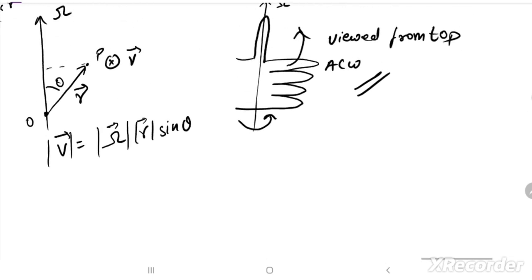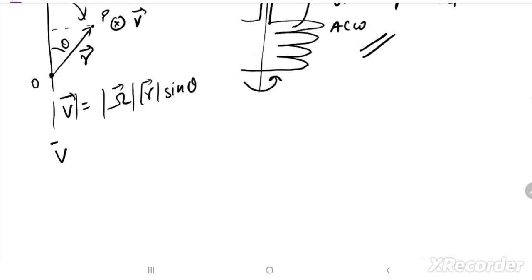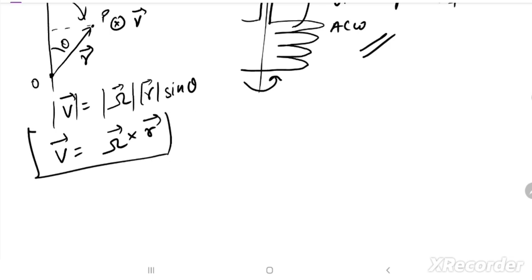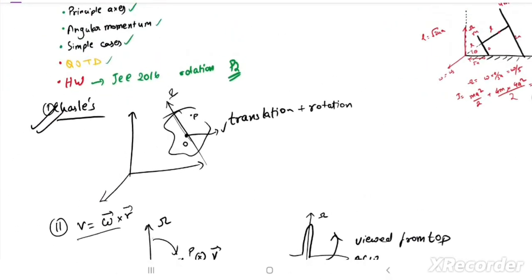Now, since it's inside the paper, now observe omega vector cross r vector. Omega vector cross r vector, you need to curl all your fingers this way, so the thumb will point towards the inward direction. So I can write v vector to be omega vector cross r vector, and that's a very important formula. This is required a lot of times while dealing with dynamics also, right?